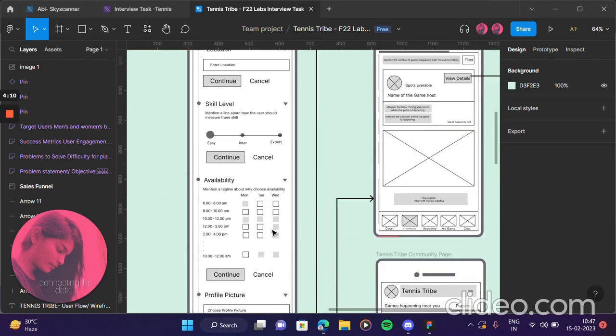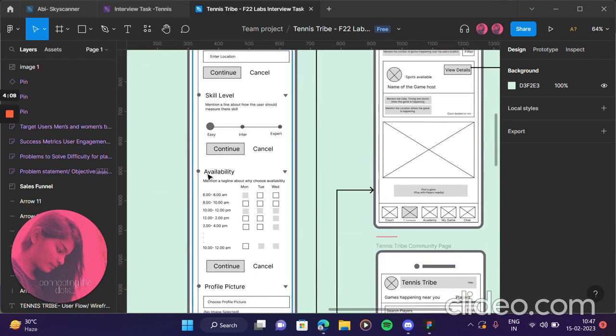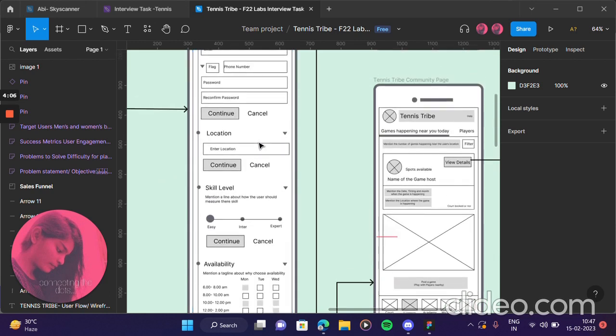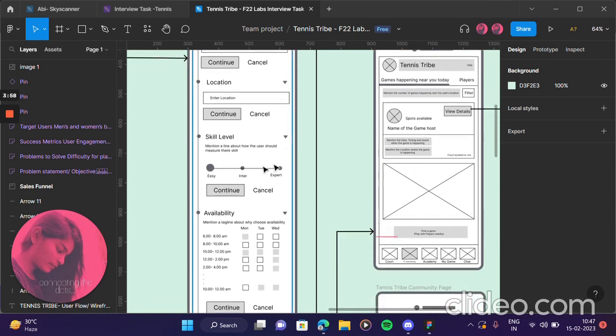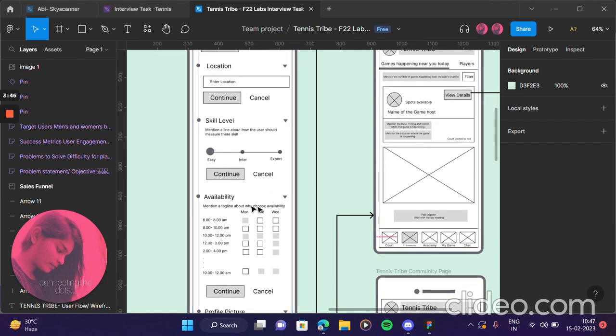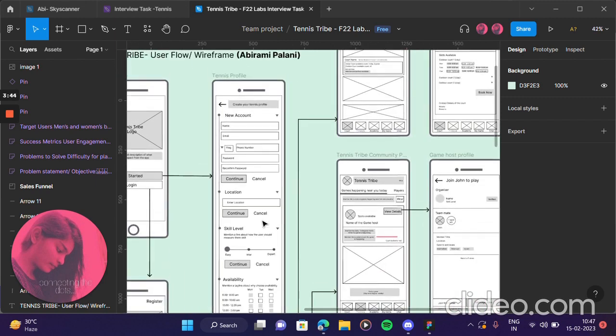I came up with this based on the user insights I got. Many of the people were interested in finding players or courts near their location, so I mentioned location here. They are also interested in playing with partners who have good skill sets or are somewhere similar to them. So I've given that as well, and also the availability, which is the major focus here.